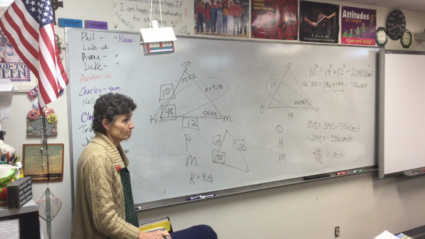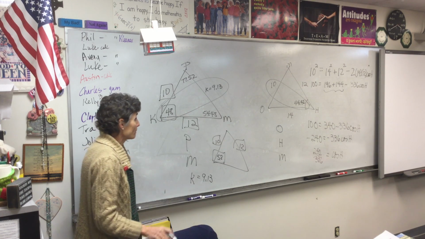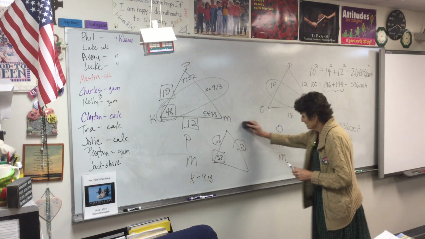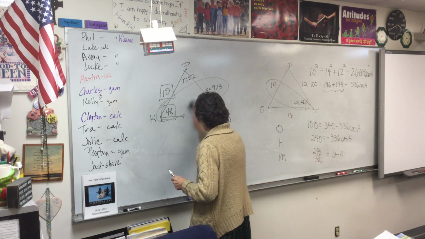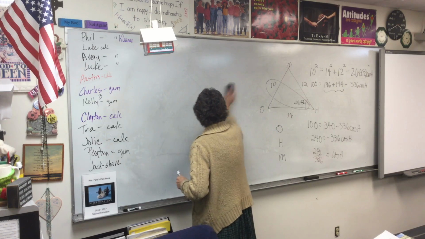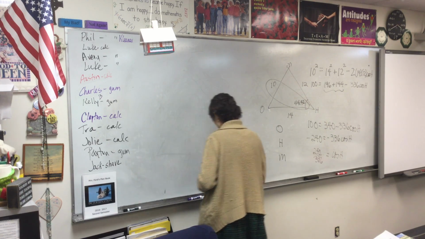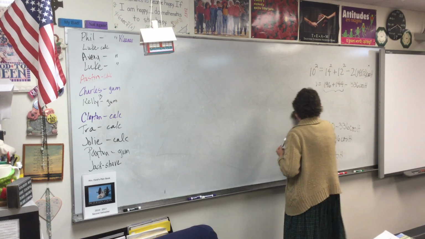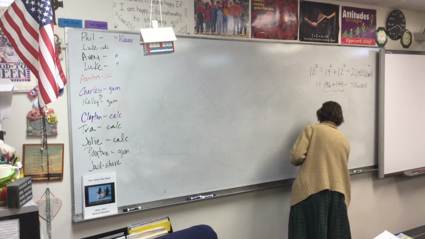Everybody good with that? All right, I'm going to give you a law of cosines problem to do by yourself. Check your answer with your partner. Make sure everybody's got it figured out, how it works. Actually, I think I'm going to give you two, one of each kind. One where you find the side and one where you find an angle.